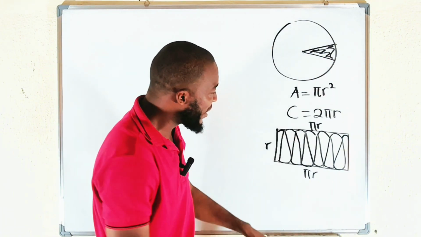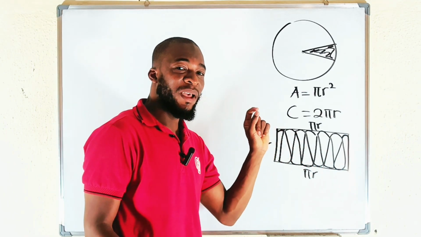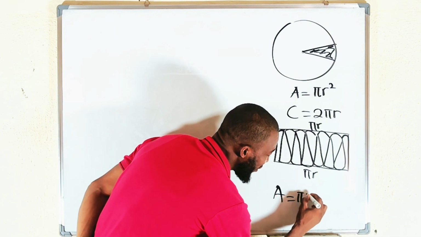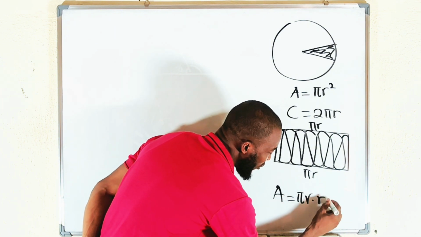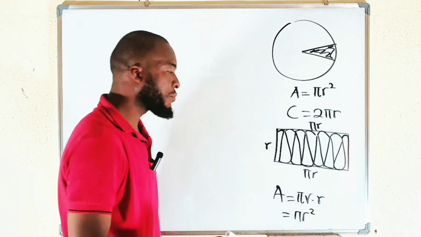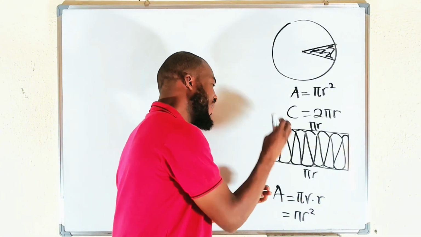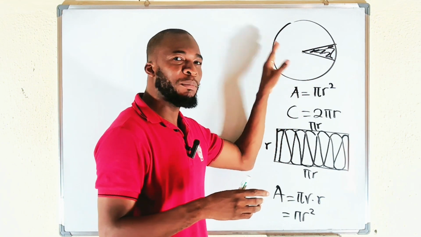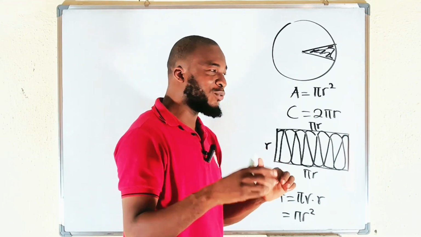So this is a radius, and this is a rectangle. If you multiply the length by the width, you're going to get the area, right? So area is equal to pi r, which is the length, multiplied by the breadth or the width, which is also r. This together will give us pi r squared. But you can only do this if you're able to fit multiple tiny sectors of that particular circle, which I believe you cannot do. Only a computer can do that.